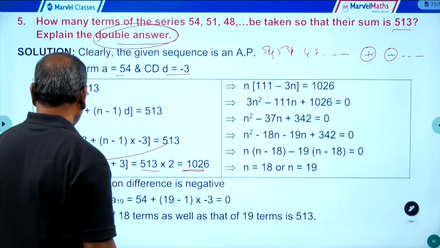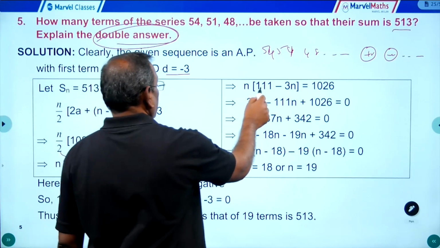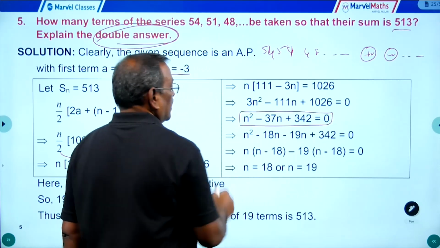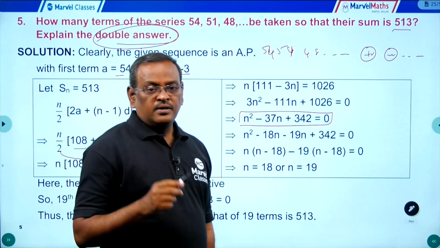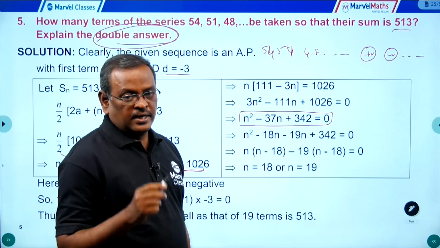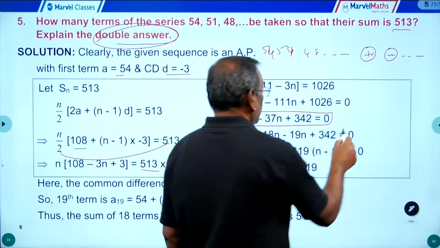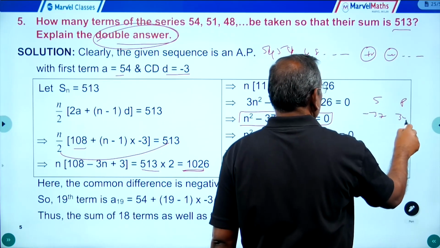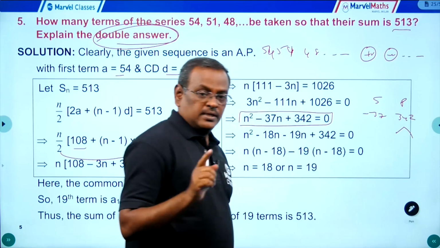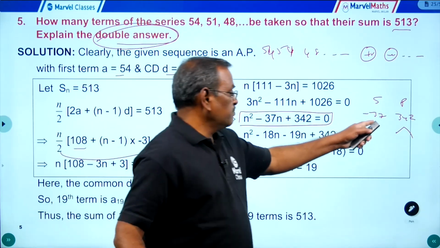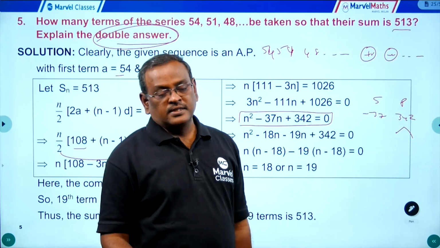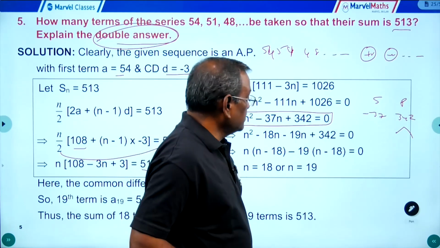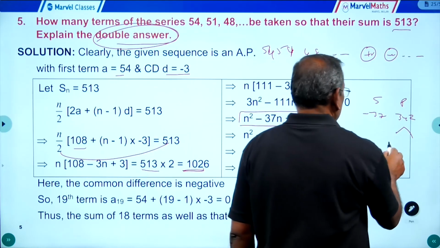So what is the next? 108 plus 3, n into 111 minus 3n equal to this, we will get one quadratic equation. And here you have to apply factorization, take care of factorization. Now the sum equal to minus 37 and product equal to 342. Take 2 numbers. Here this is a very big number. Take 2 numbers whose product is plus 342 and sum is minus 37. Very simple, trial and error method.